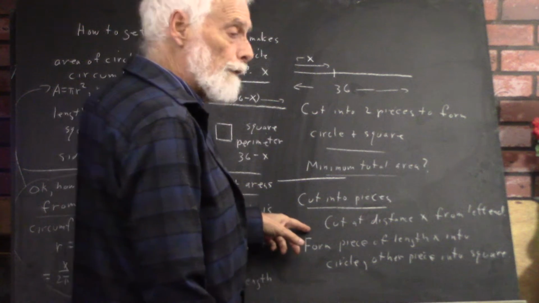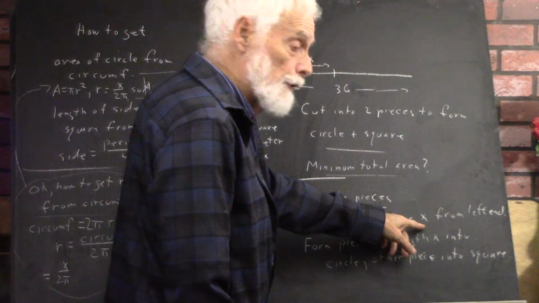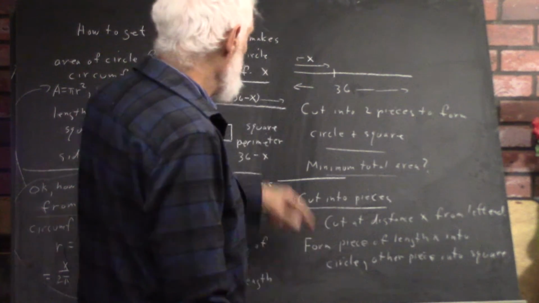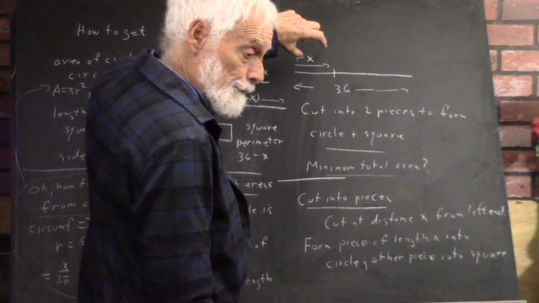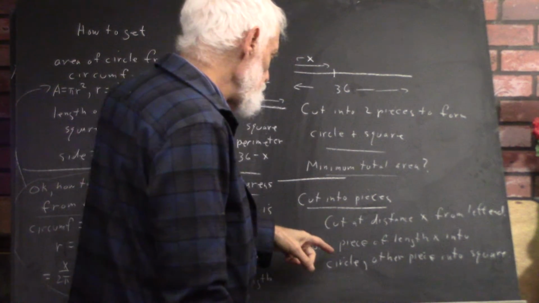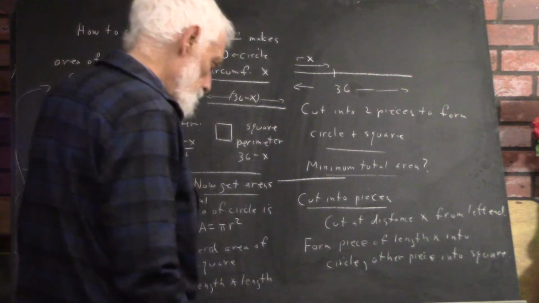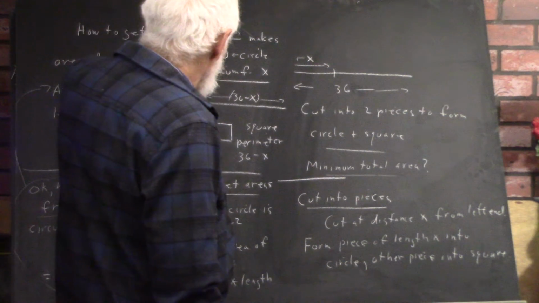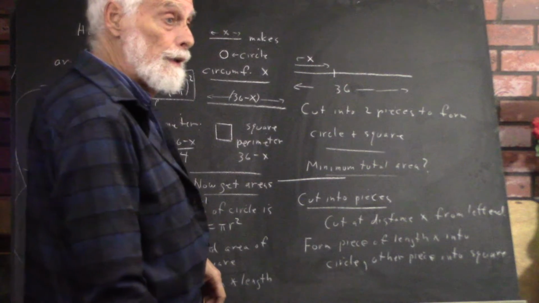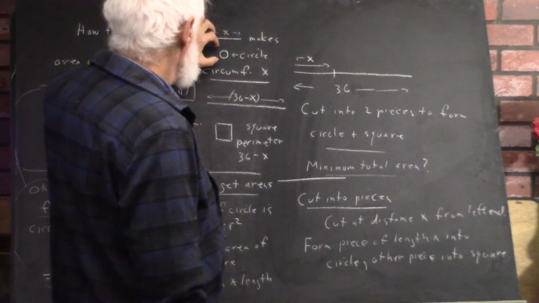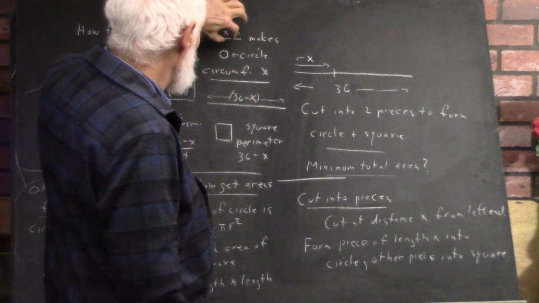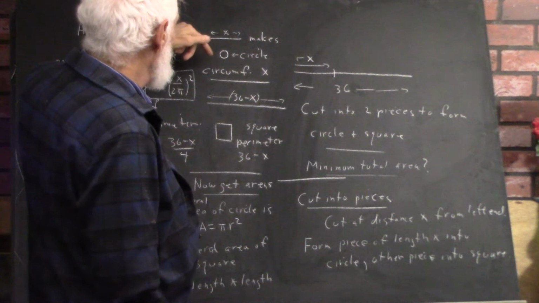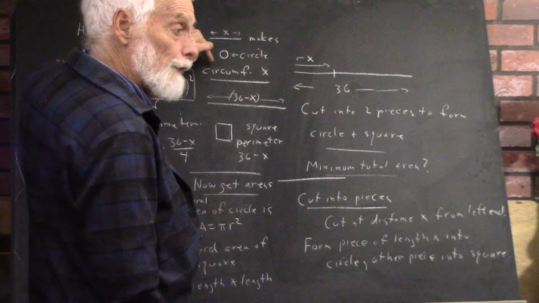So our variable point at which we're going to cut it is going to be at point X from one end or the other, and arbitrarily we chose the left end. So X is the distance from the left end. We're going to form that piece into a circle and the other piece into a square. So we've got a piece of length X that we're going to bend around into a circle. I don't know how well I matched the dimension of the circle with X, but that's as it may be. Okay, the circumference of the circle then is X.